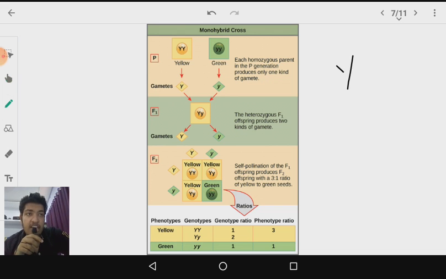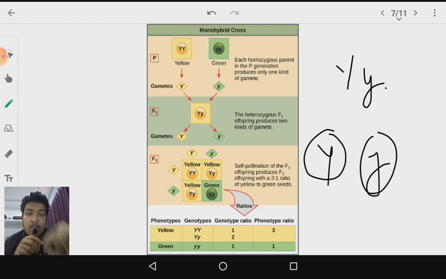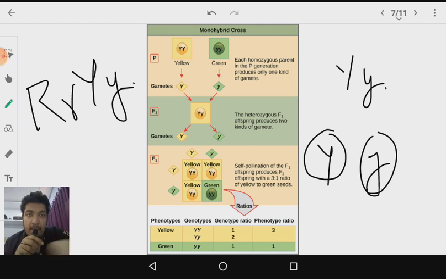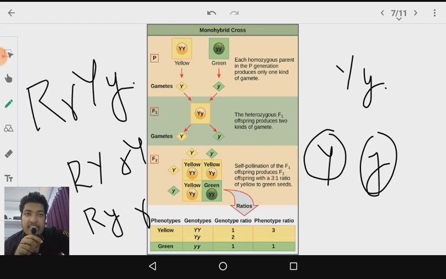If it is heterozygous, for example capital Y, small y, then it will be able to produce two types of gamete, one carrying capital Y and another carrying small y. If it is having something like this, capital R, small r, capital Y, small y, then how many different types of gametes can be produced? First one is going to be capital R, capital Y. Second can be capital R, small y. Next can be small r, capital Y. And the next can be small r, small y. So this is how we are making the gametes.